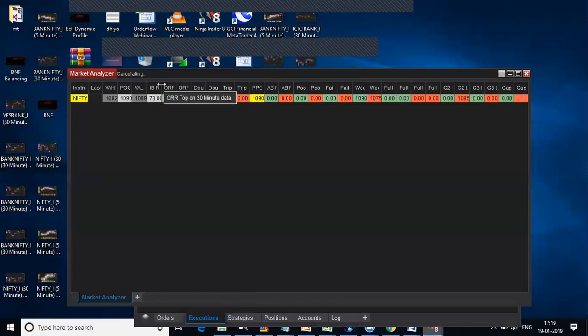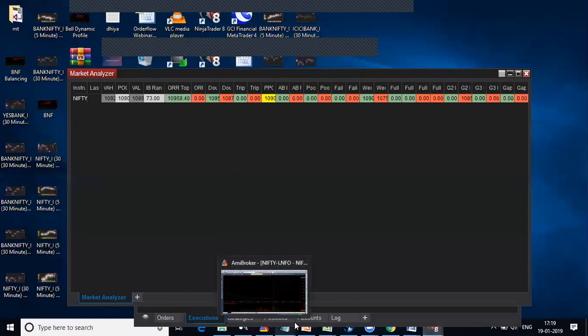What is the IB range? What is the ORR? Whether there is any nearest ORR top or bottom. So at 10,958, there is an ORR top. Then you can go back, check your charts, and study it.